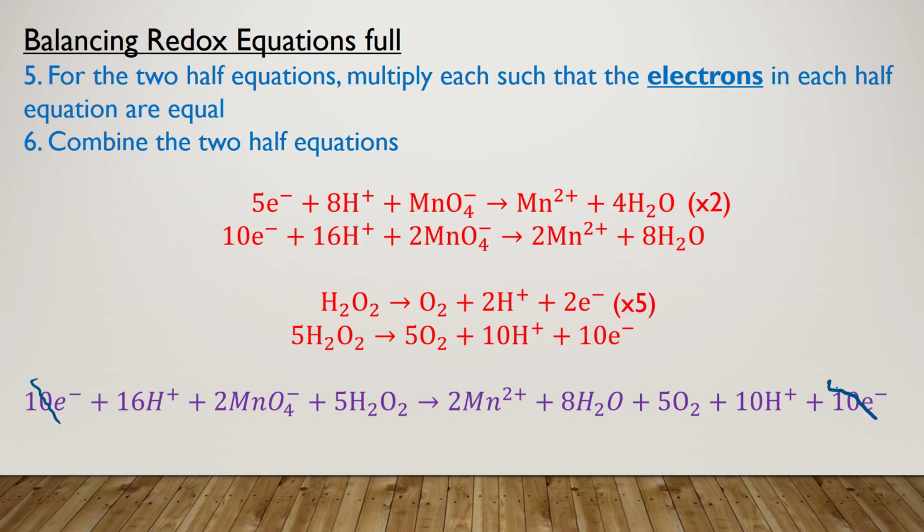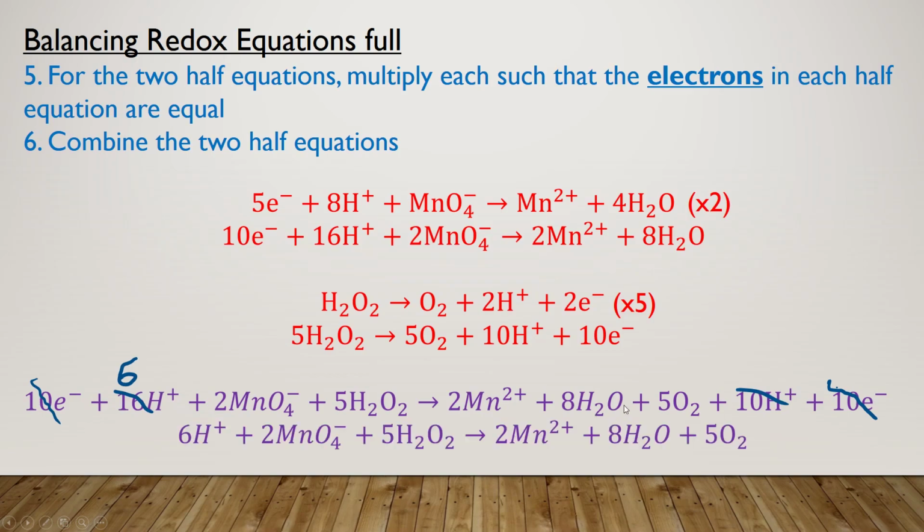So then I can start crossing out chemical species that appear on both sides because it's redundant. So I can see that I had 10 electrons on each side and cross those out. I also see I have hydrogen ions on both sides, so I can cross out 10 on the right-hand side and 10 from the left-hand side. Overall I have 6 hydrogen ions left, and that's all we can cross out. So then we just simplify again. We remove the electrons. I now have 6 hydrogen ions and everything else that I had left. So that is our full redox equation.